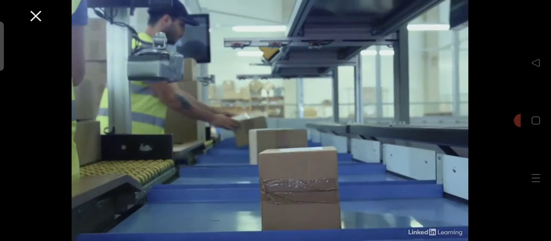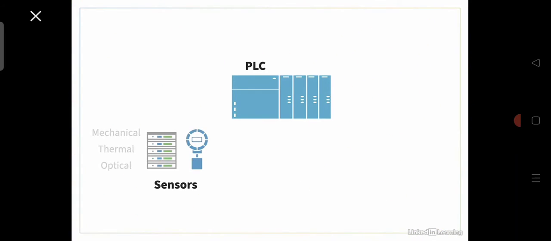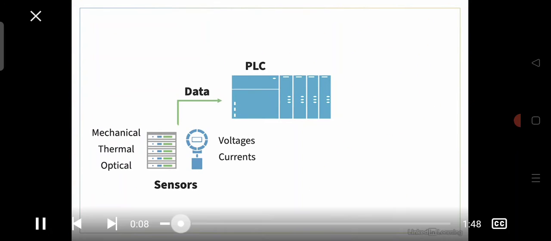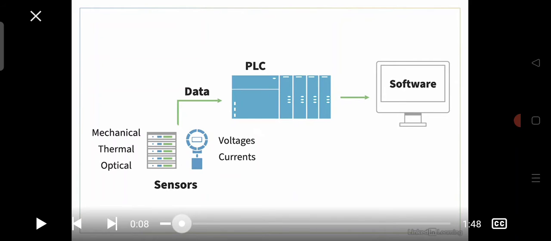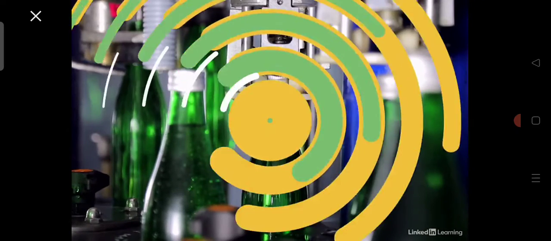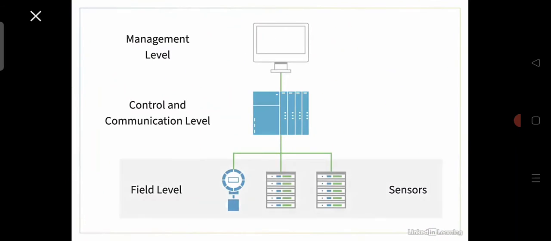In industrial processes or manufacturing, controllers, the physical device, cannot hear, see, and monitor processes by themselves. Therefore, industrial control systems use industrial sensors to help controllers perform their tasks. Industrial sensors are within the field level of the automation system.